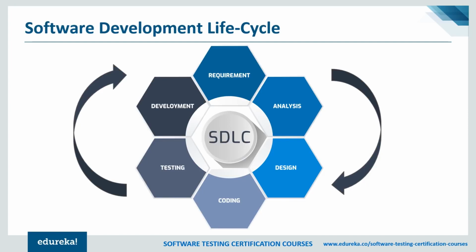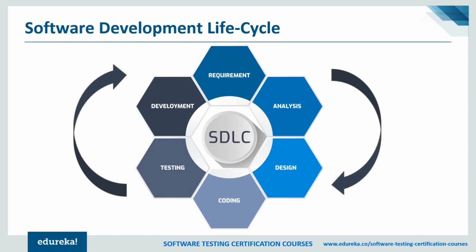And software requirement specification consists of all the product requirements to be designed and developed during the project life cycle. And key people involved in this phase are project manager, business analyst, and senior members of the team. And the outcome of this phase will be software requirement specification.